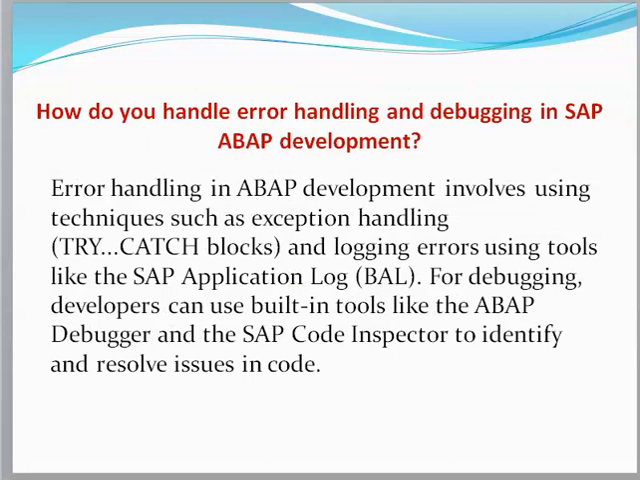How do you handle error handling and debugging in SAP ABAP development? Answer: error handling in ABAP development involves using techniques such as exception handling, try catch blocks, and logging errors. Use tools like the SAP application log, BAL, for debugging. Developers can use built-in tools like the ABAP debugger and the SAP code inspector to identify and resolve issues in code.